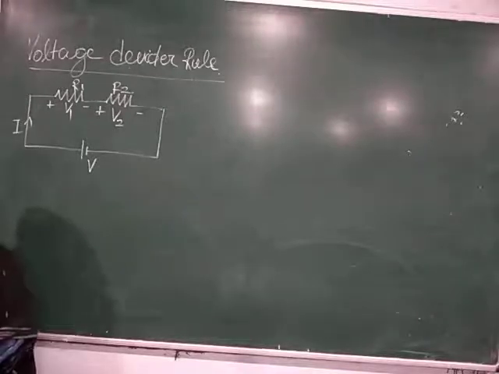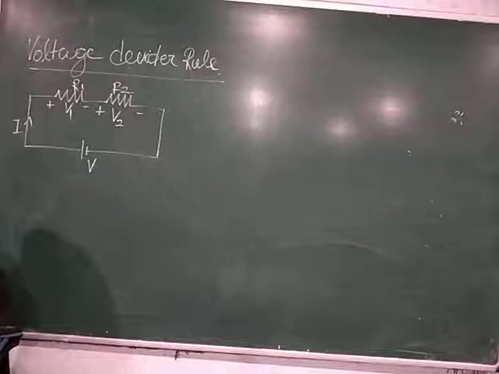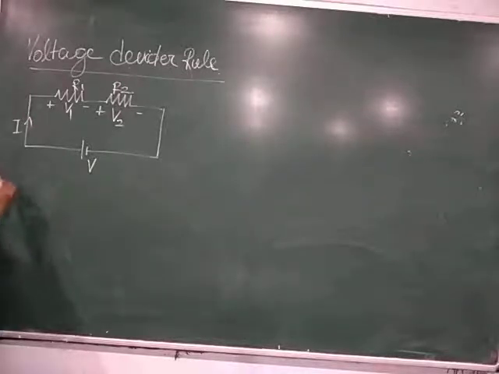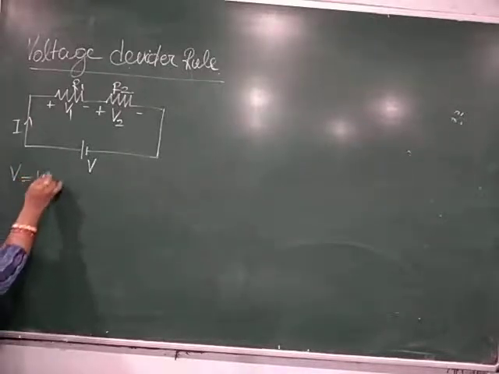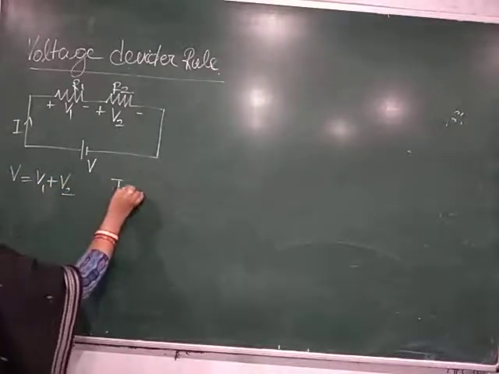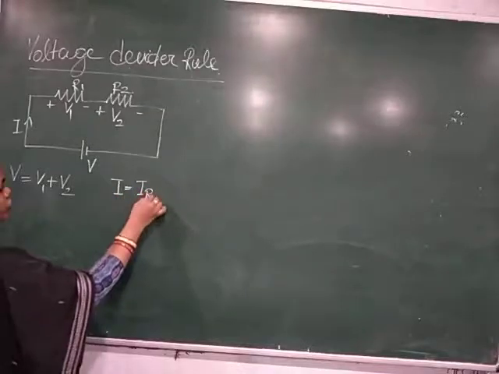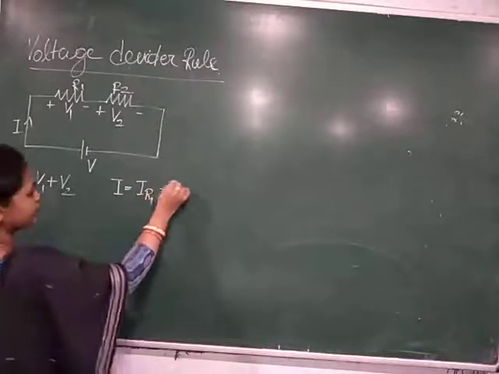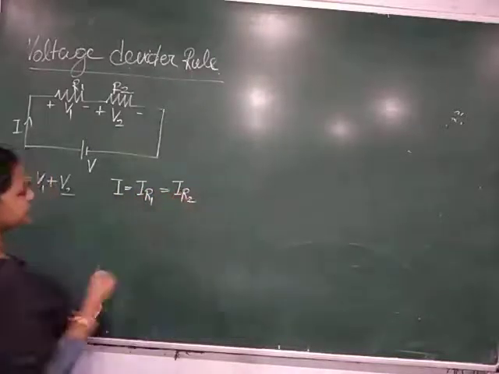This voltage divider rule is based on Kirchhoff's voltage law. Likewise, the current divider rule is based on Kirchhoff's current law. So, according to the properties of a series circuit, V is equal to V1 plus V2, and current I is equal to the current flowing through resistor R1, which is equal to the current flowing through resistor R2.